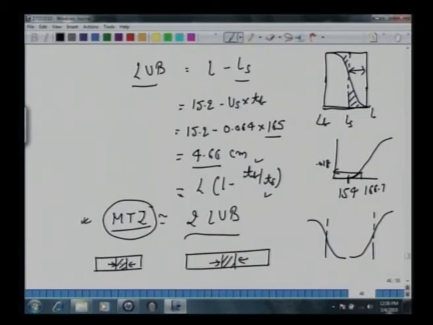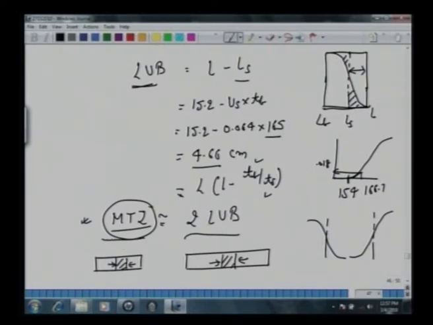For this course, we confine ourselves to this level of discussion. Otherwise, we can go through a different textbook, or a higher level textbook, to get a more comprehensive design of an adsorption column based on this MTZ or this length of unutilized bed.